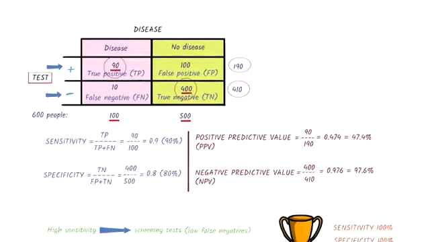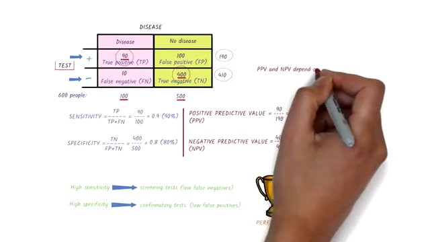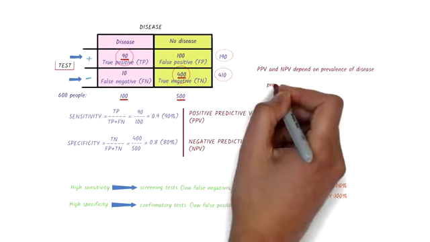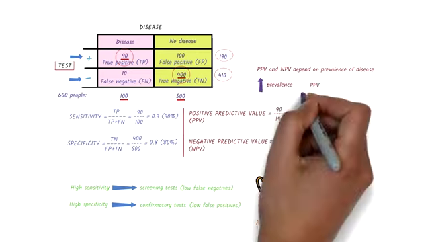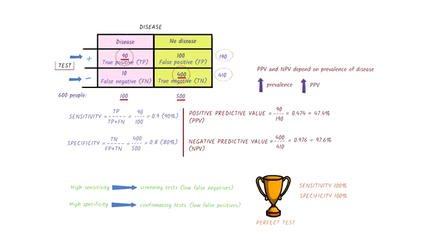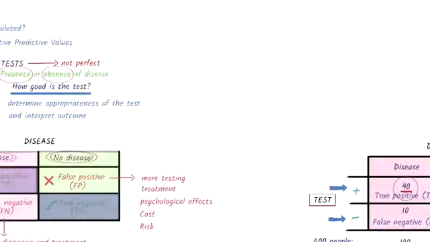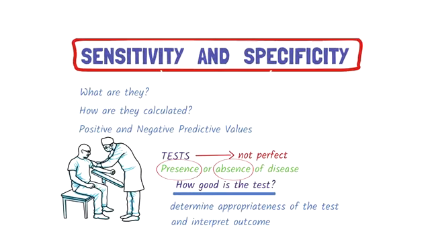Positive and negative predictive values depend on the prevalence of disease, or in other words, how much disease there is in the population. In general, an increase in disease prevalence is associated with an increase in positive predictive value and a decrease in the negative predictive value. And that's an overview of sensitivity and specificity and a quick look at positive and negative predictive values.